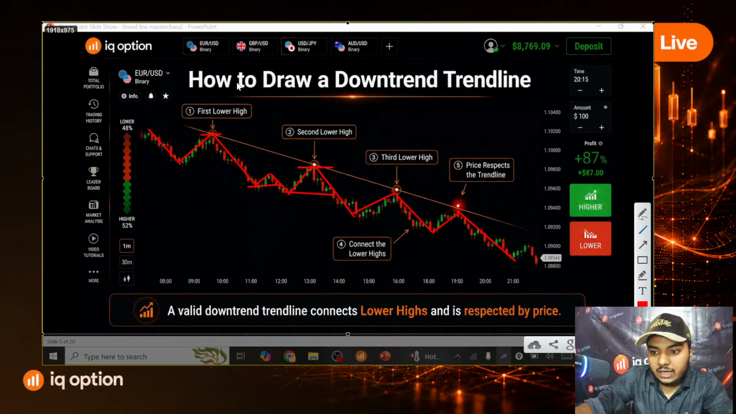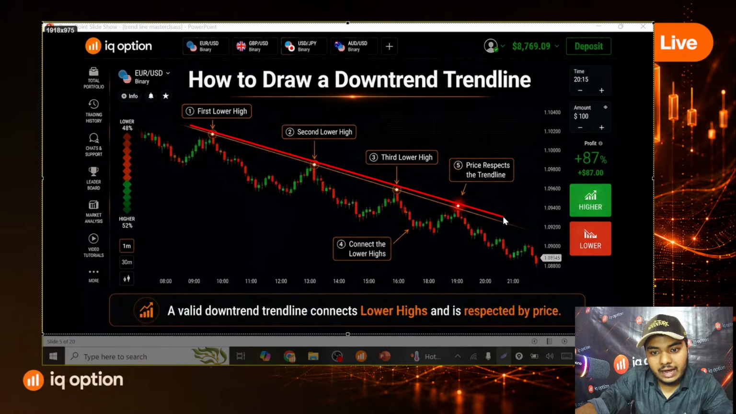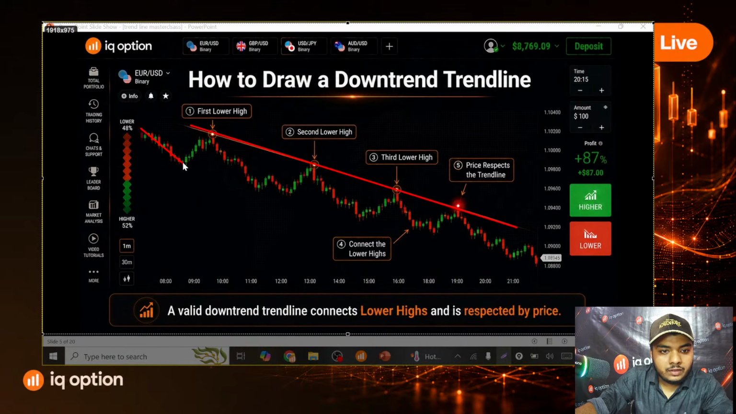So how do we actually draw our trend line on a downtrend? As we already discussed for the uptrend, we draw on the higher lows. Vice versa, for the downtrend we draw our trend line on the lower highs, and the pullback returns to the original trend direction. We draw from the first lower high to the second lower high, and then wait for the market to come.